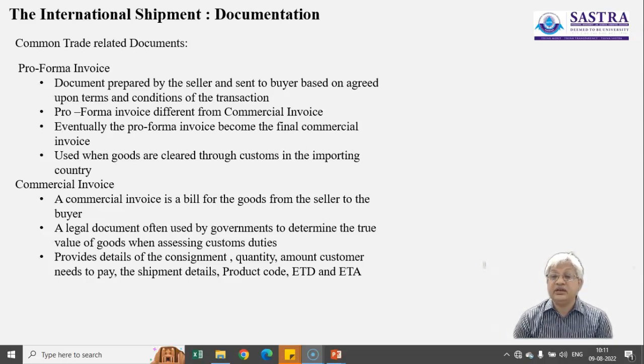Any other country, if it is a US dollar denomination, then both buyer and supplier need to understand the exchange rates, and the banks need to also keep suggesting or guiding the respective stakeholders about the payment procedures. A commercial invoice is a bill for the goods from the seller to the buyer.